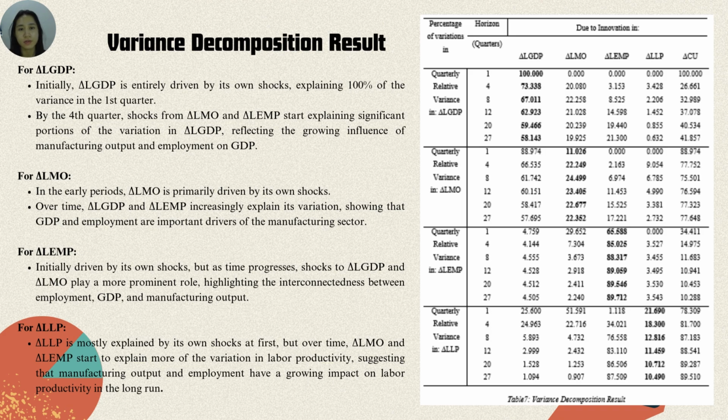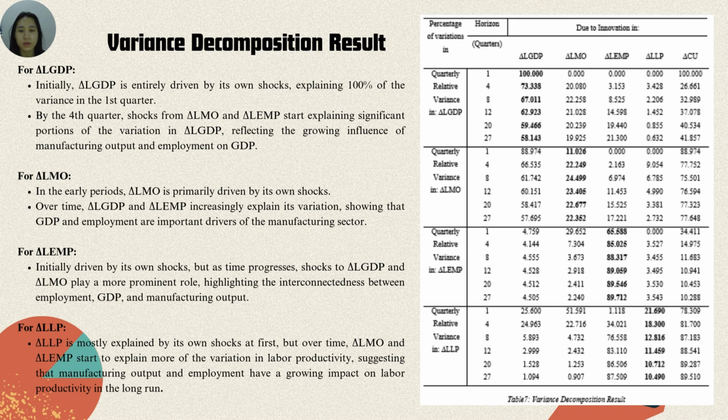This is the variance decomposition result that shows how the forecast error variance of each variable is explained by shocks from other variables over time. For changes in LGDP, in the first quarter it is driven by its own shock, but by the fourth quarter, shocks from changes in LMO and changes in LEMP begin to explain a significant portion, reflecting their growing influence on GDP. For changes in LMO, its own shock dominates initially, but over time, changes in LGDP and changes in LEMP start to contribute, highlighting the role of GDP and employment in driving the manufacturing sector.